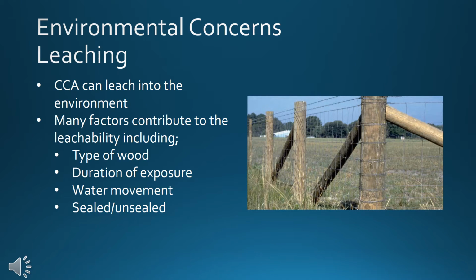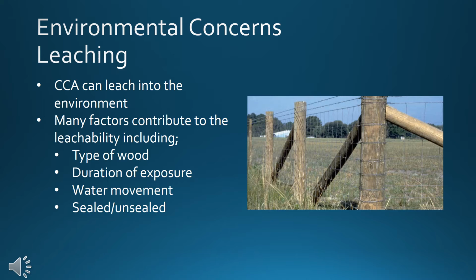Speaking of leaching, chromium, copper, and arsenic can leach into the soil or water when wood treated with CCA is exposed to the environment. Many factors can affect the amount of leaching that occurs from the treated wood. Such factors include how long the wood has been exposed to the environment, the size and type of wood that was treated, whether the wood is coated with a sealant, water movement, and the type of soil.